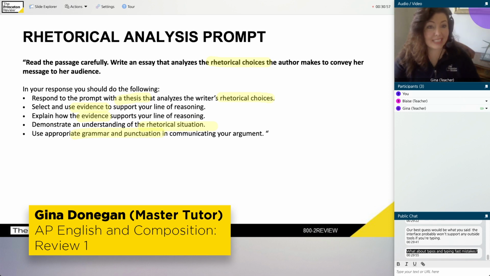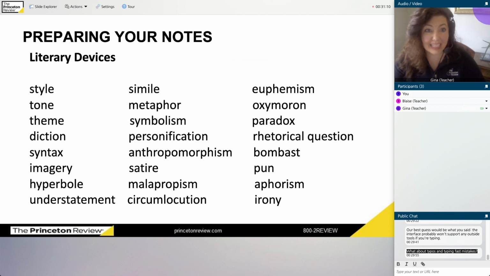Okay, so we've seen the directions. We've seen what they're really asking you for, which is rhetorical choices. Rhetorical choices. What do they mean by that? Well, this is where I'm going to give you the stuff that you need, right? This is the big money, okay? If you were waiting for the good stuff, here it is.